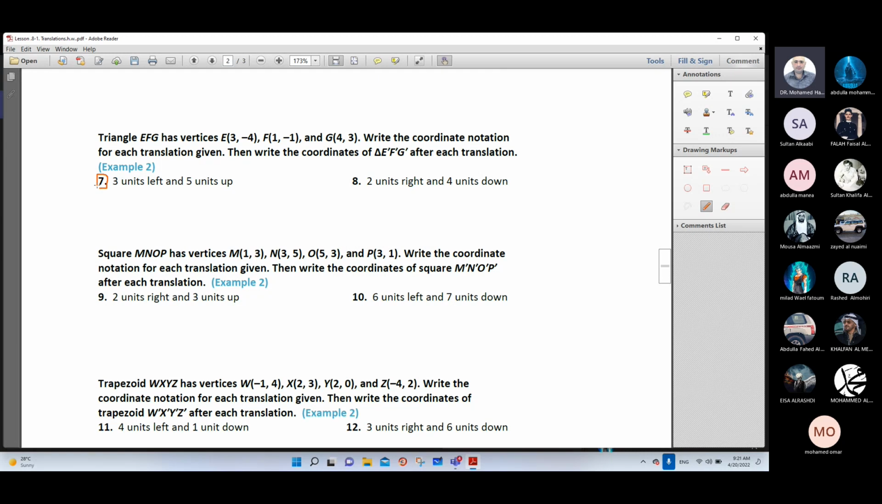For number 7, we have 3 units left. What's the meaning of 3 units left? Means A equals minus 3. And 5 units up means B equals 5. And the rule of translation, the pre-image (x, y), the translation will be (x plus A, y plus B).